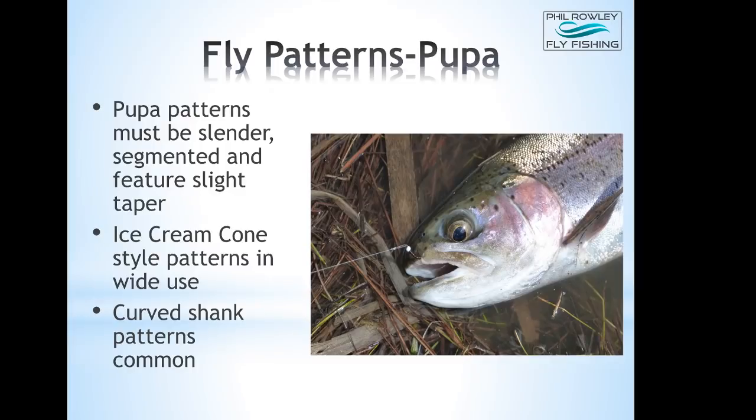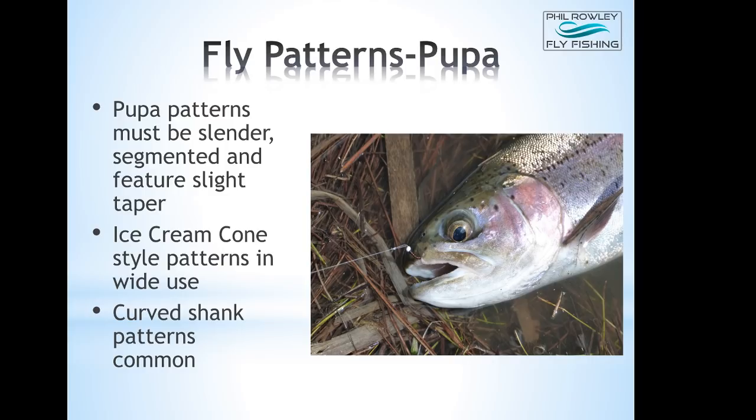Pupa patterns, we try to keep them nice and slender, almost hook shank. You can have a slight taper in the abdomen up towards the bead, but you don't want fat and obese chironomids. Montana Fly Company ties our chironomid pupa patterns for Brian and I, and I always joke with them, you will never see an email from us that our flies are too skinny. You can't make them skinny enough. We like them nice and skinny.